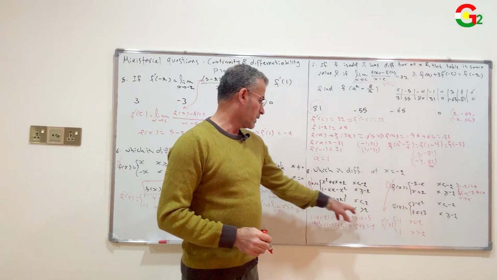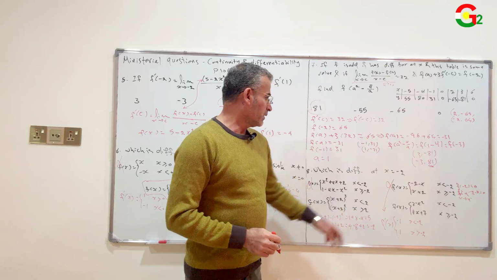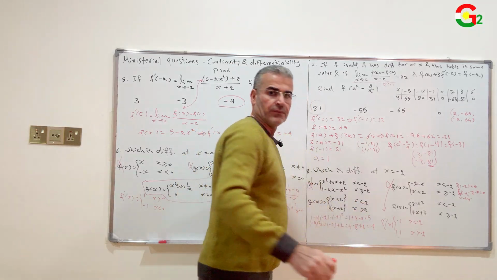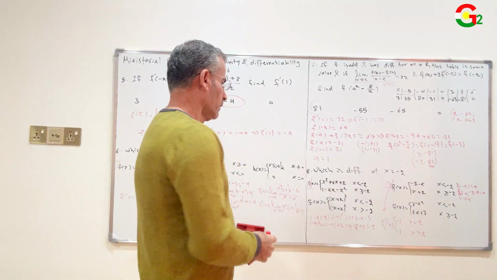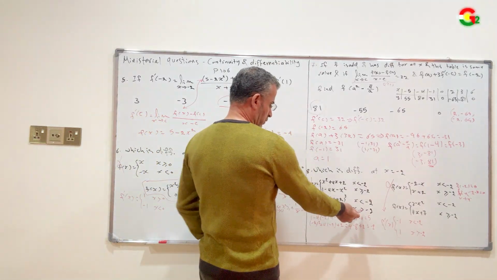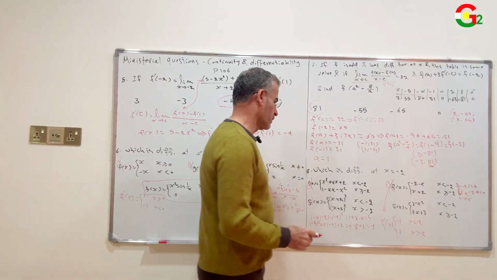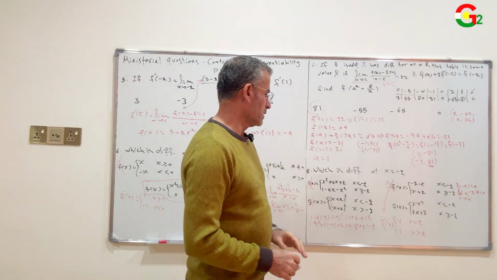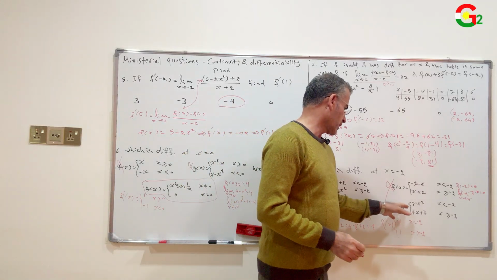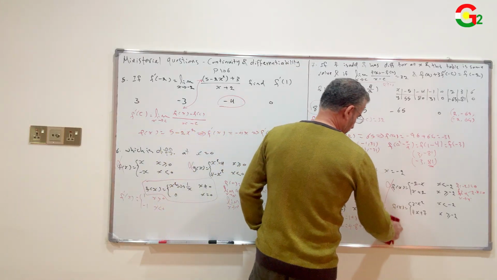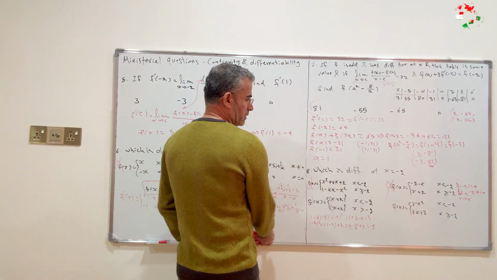For the third function, negative 2 is not in the domain of this function. Therefore, this choice is wrong. Let us check the fourth function. It should be the right choice.